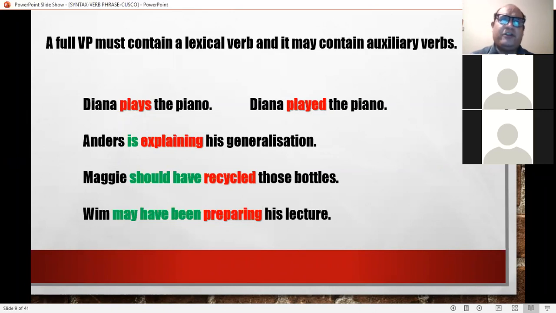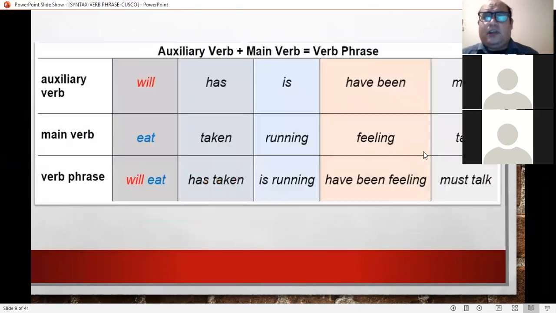Notice how we are going to compose the verb, all right? With auxiliaries and lexical verbs or main verbs. Maybe you know this verb as a main verb. Maybe you don't know the lexical one, but this is the syntactical name. All right, notice this table, please focus on this table. So this is a composition, auxiliary verb plus a main verb. You have the verb phrase.